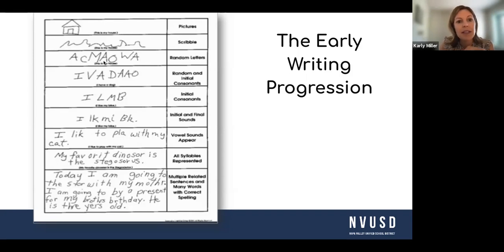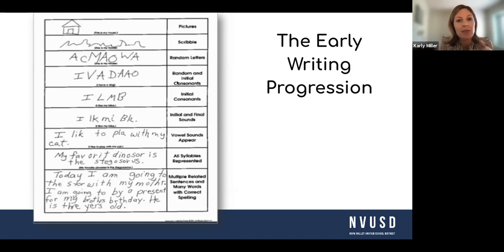Then we move into these random letters. As we begin to teach in kindergarten and first grade, as we begin to teach letter sounds and letter names, they will start to randomize them. So they'll say, ooh, I know these are all these letters I've just learned. And they start just putting them on a page. And you can see here, there's no rhyme or reason. They're just flowing with it. They're practicing it. They're feeling confident with it.